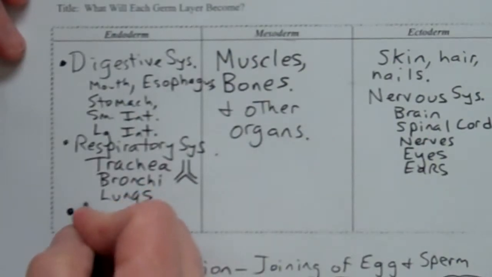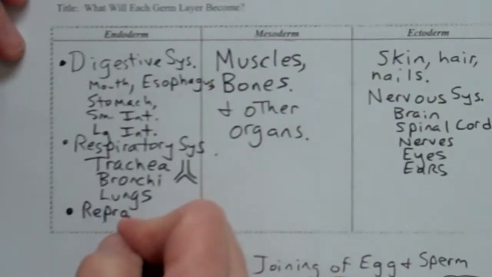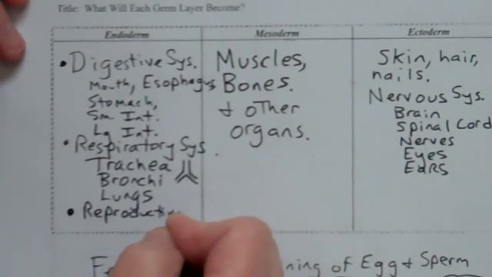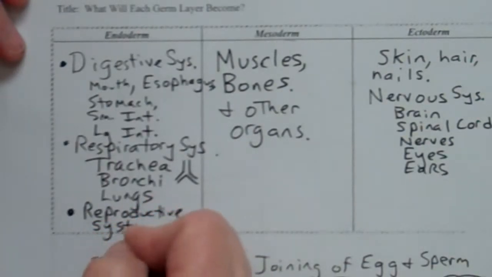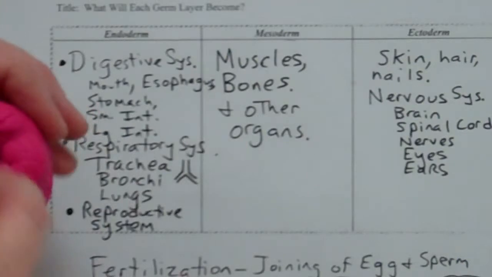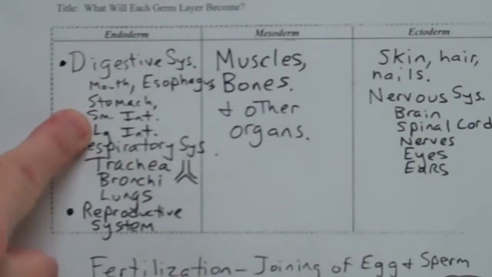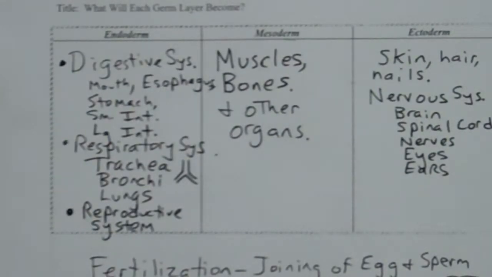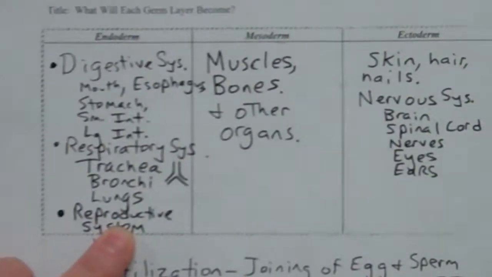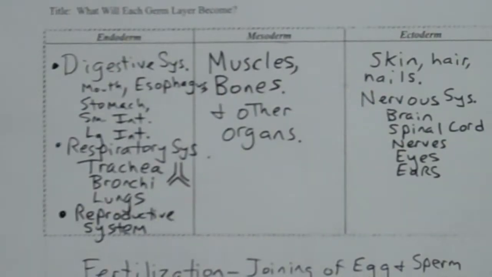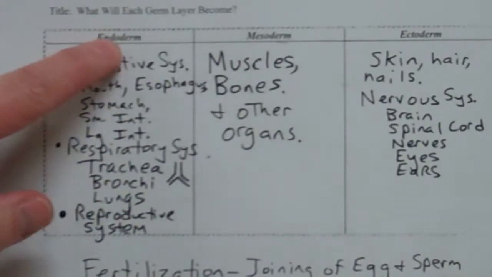And last but not least, the reproductive system. Reproductive system comes from that endoderm. And if you think about it, the endoderm, especially in this area of your lower abdomen, kind of inside all of that, your lower abdomen is where the reproductive system is. Inside the male and female, the ovaries, testes, the female uterus, all of that is the reproductive system, which is coming from the endoderm.